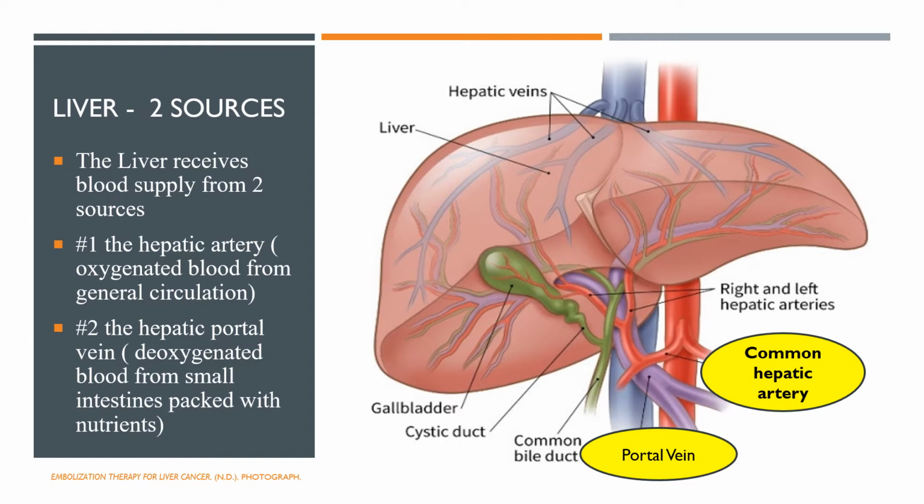The liver receives its blood supply from 2 separate sources: the hepatic artery, where it receives oxygenated blood from the general circulation, and the hepatic portal vein, where it receives deoxygenated blood, but it's packed with nutrients from the small intestine. This is the common hepatic artery, and this is the portal vein, right in here.